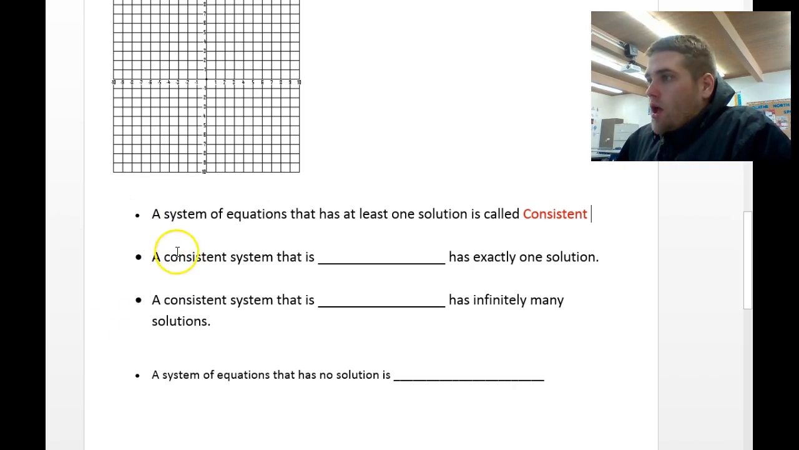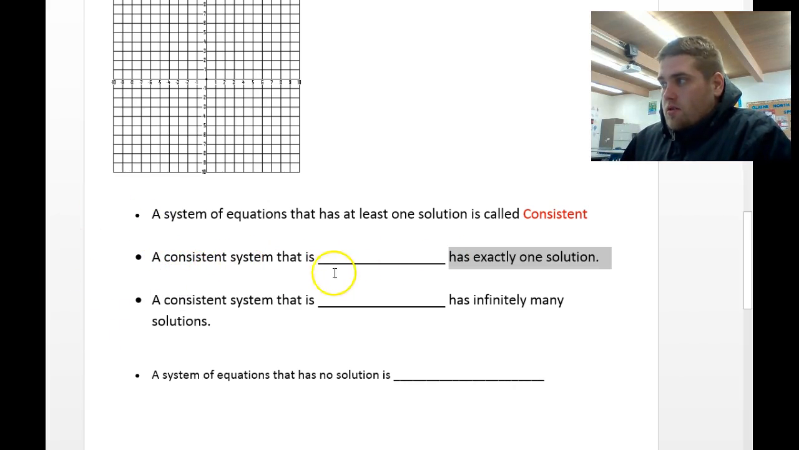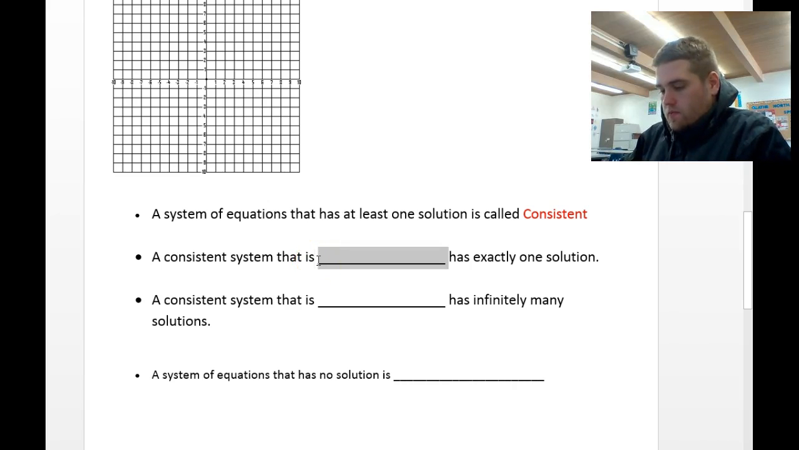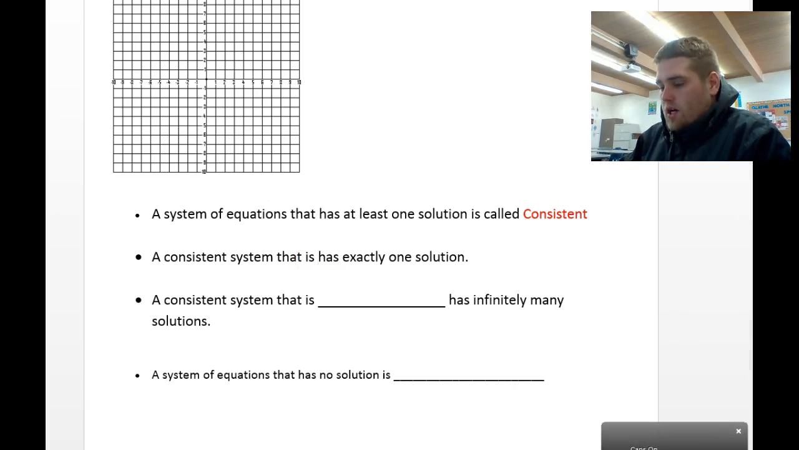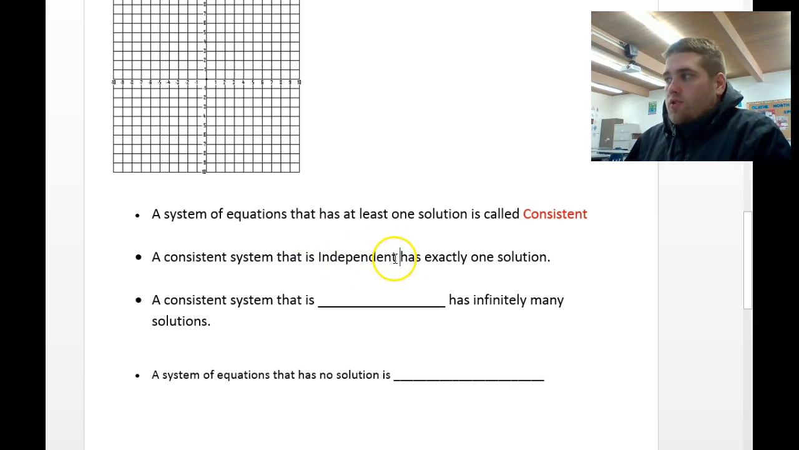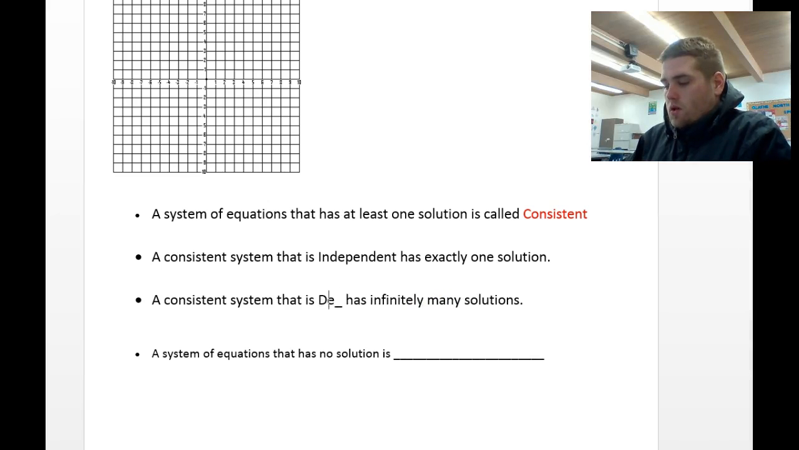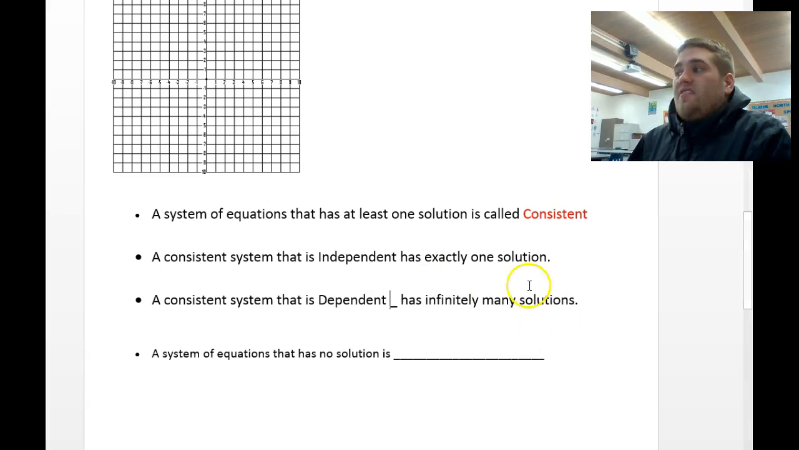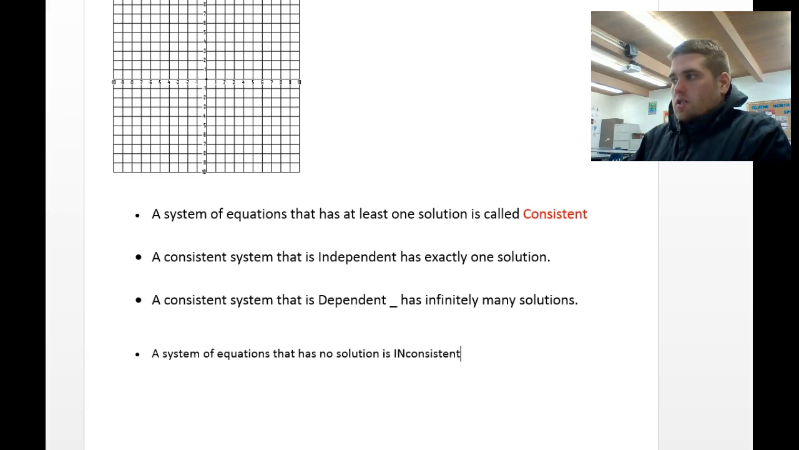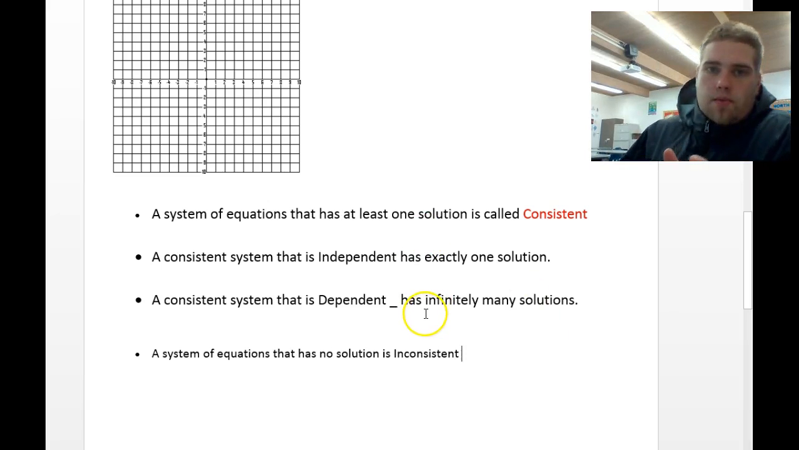Sorry for that. A consistent system that is independent has exactly one solution. A consistent system that is, and you guessed it, dependent has infinitely many solutions. And then finally, a system that has no solution is called inconsistent.